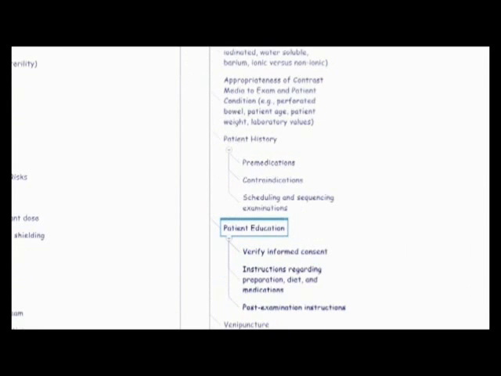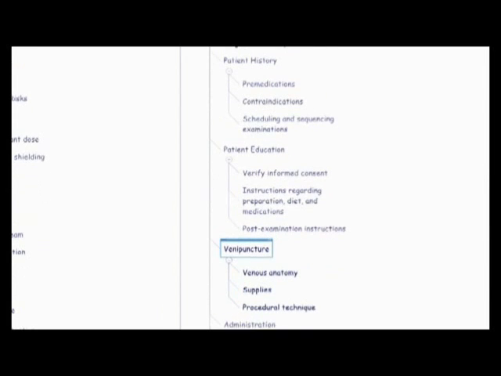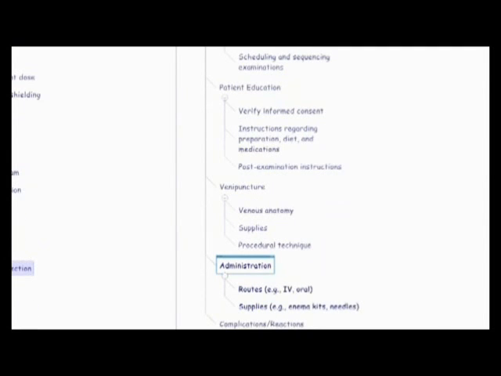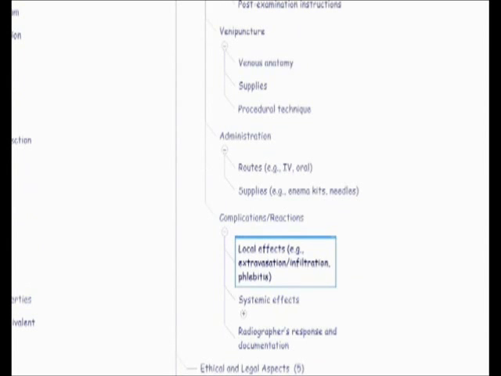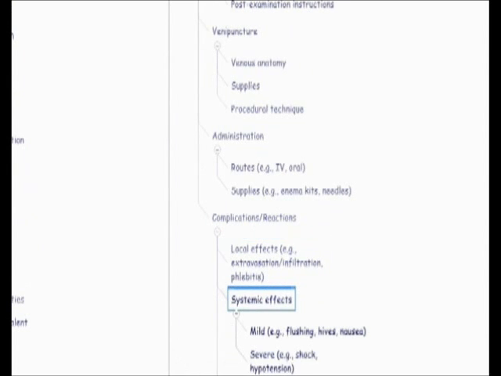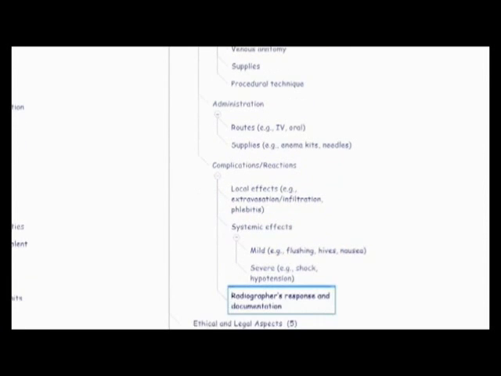There's patient education, the verification of informed consent, the instructions regarding preparation, diet, and medications. There's post-examination instructions. There's venipuncture, the venous anatomy, supplies, procedural techniques. There's administration, routes, different supplies. And then there's complications and reactions. There's local effects. There's systemic effects. There's mild, severe. There's radiographer's response and documentation.